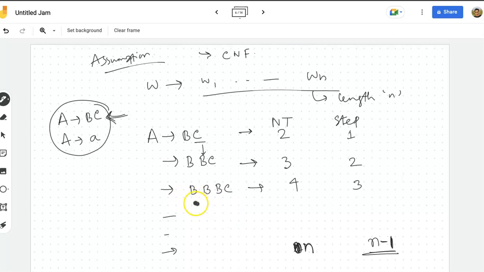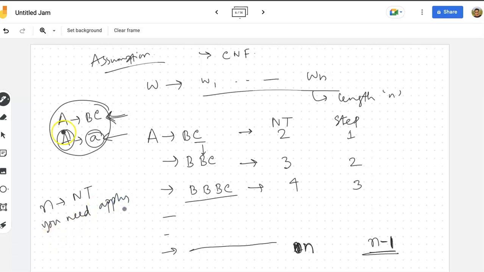So now we have n non-terminals and we need n terminals. You have this kind of rule: from a non-terminal you can produce a terminal. So how many such rules do you need to use? We have n non-terminals, so you need to apply n such A tends to a rules to get n terminals.